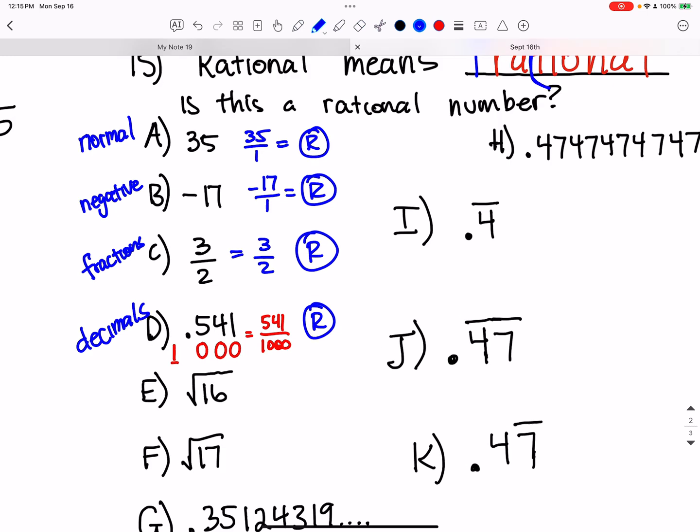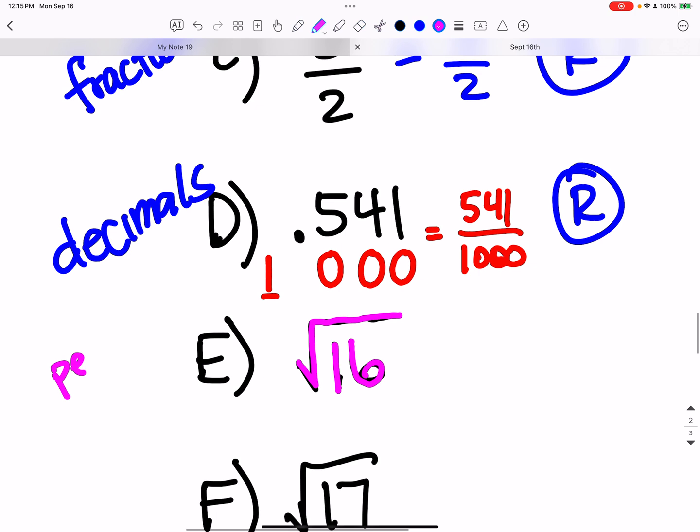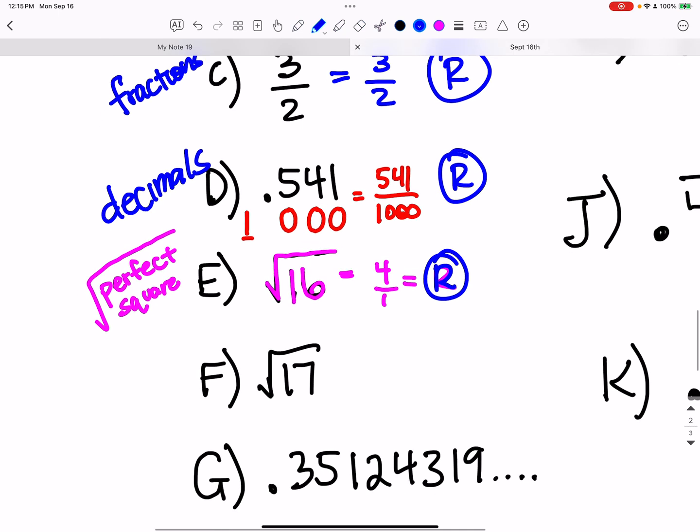Okay, it seems like most numbers are rational. Well, okay. Let's go, can we turn square roots of pink numbers into fractions? 16 is a pink number. It's on our pink flashcard. If you take the square root of pink numbers, so these are the perfect squares, you're good because the square root of 16, hopefully you remember, is 4. And a normal number, you can put a 1 on the bottom. So this is rational.